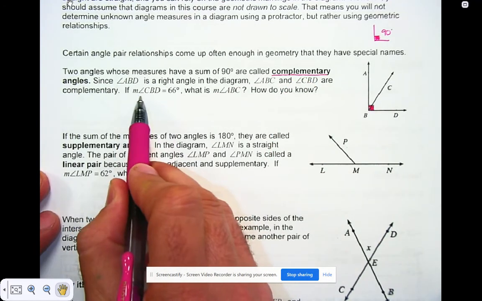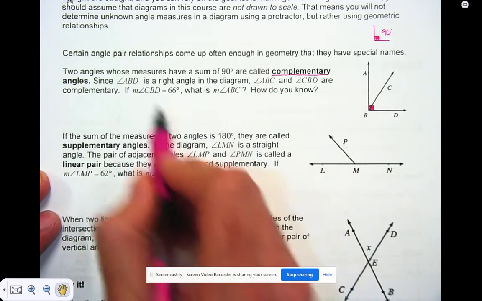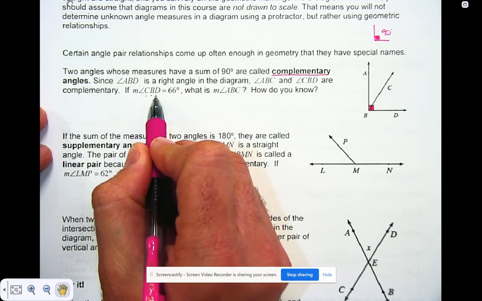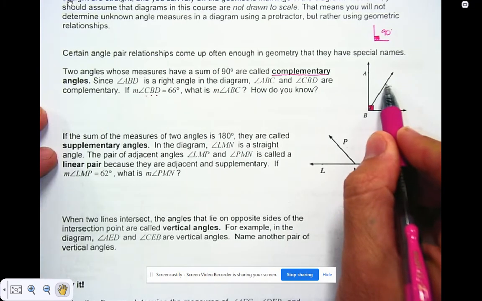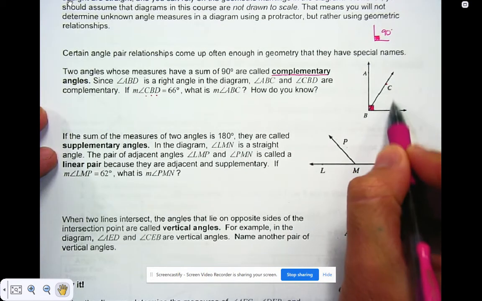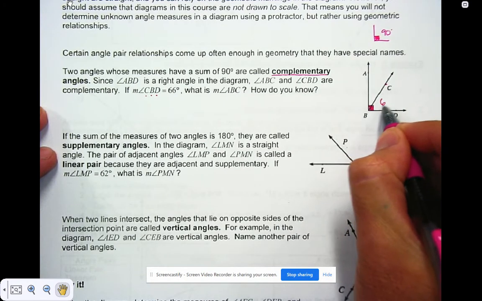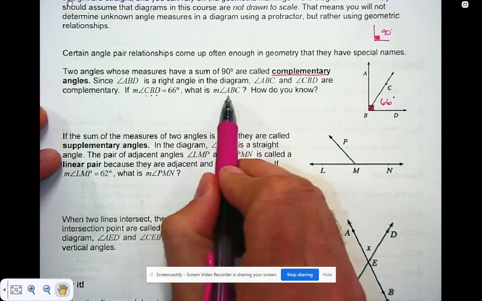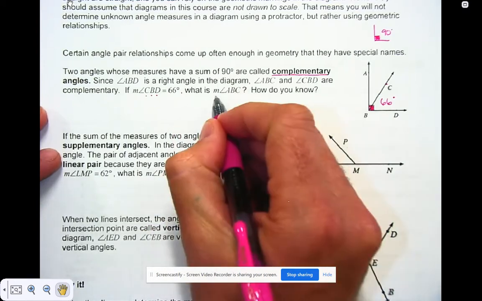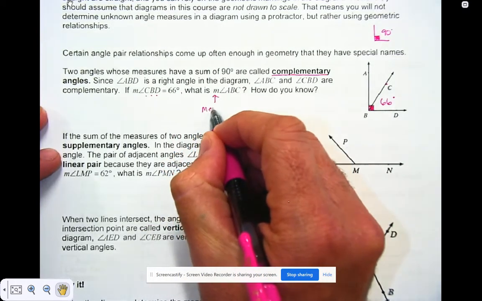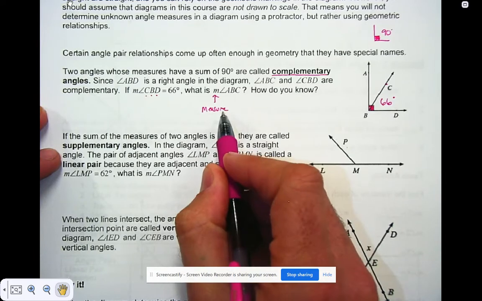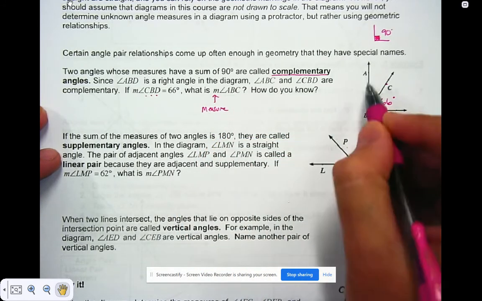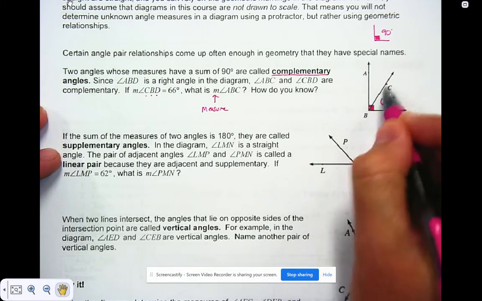They're going to tell us something. Let's say angle CBD. That means start at C, go through B, and then to D. If you start at C and go to B and over to D, it's talking about this angle. They tell us that angle is 66 degrees. Then they're going to ask you something about a different angle. They'll ask for the measure, which is just a fancy way in geometry to say how big. What is the measure of angle ABC? So you're looking for this angle ABC.